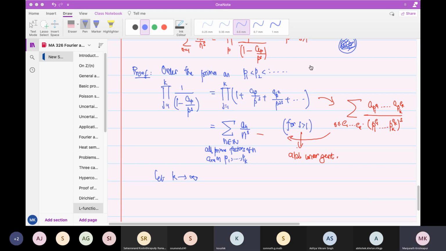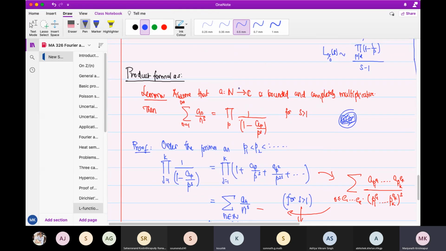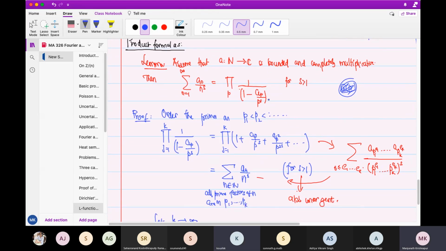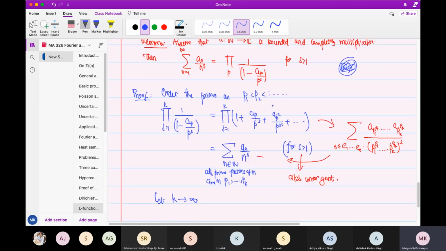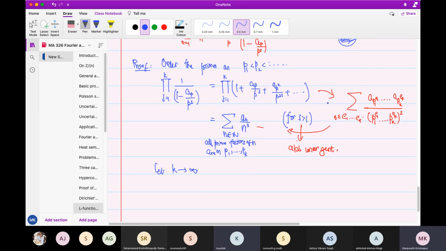Sorry, what was assumed on the a_n? Multiplicative and bounded. I assume bounded, so you get absolute convergence of this for s bigger than 1. And completely multiplicative is where I use the factorization. Yeah, okay, thanks.